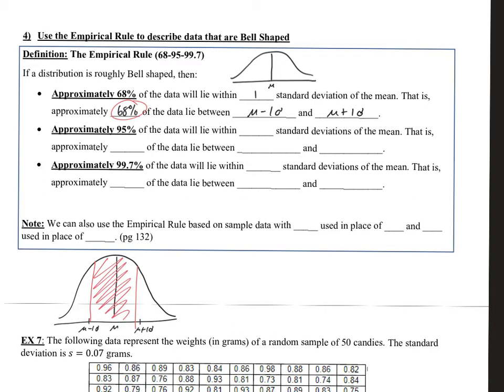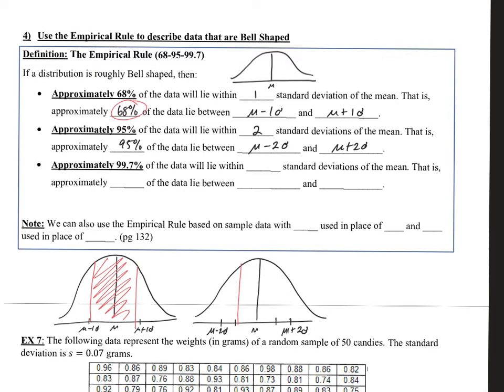So the next one we have is the 95%. So what do we know for this one? Well, this one is 95% of the data will lie between two standard deviations of the mean. That is, approximately 95% of the data will lie between mu minus 2 sigma and mu plus 2 times sigma. So here'd be mu. This would be one standard deviation away, but we're looking at 2. Mu minus 2 sigma, mu plus 2 sigma.